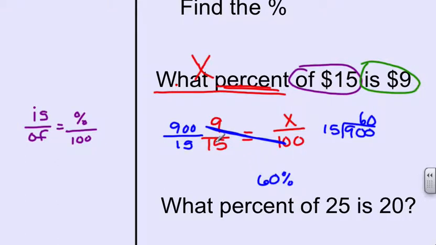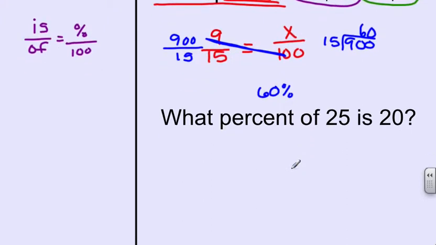9 is 60% of 15, and that makes sense. Half of 15 would be 7.5, and this is a little bit more than half, so it makes sense that the percent is a little bit more than half.